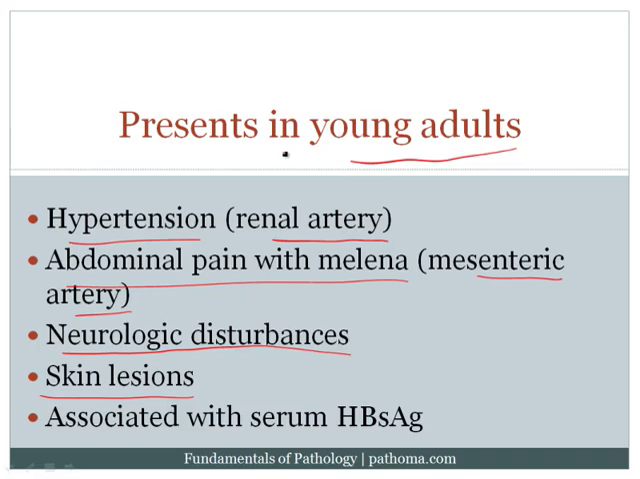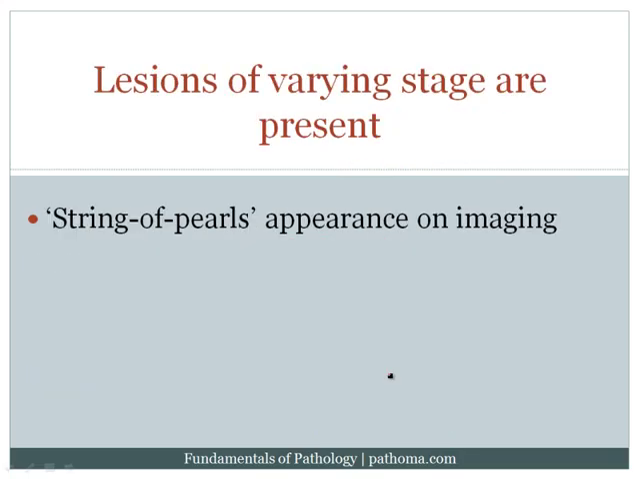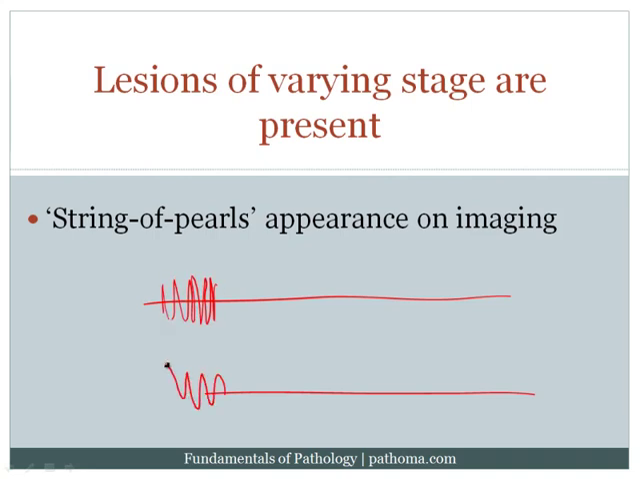One of the high-yield associations to be aware of is that in patients with polyarteritis nodosa, you often find serum hepatitis B surface antigen in those patients. And so that's something to be aware of. Now, interestingly, the lesions of this particular disorder are present in varying stages. So in some, when you look at the blood vessel, you might find some early lesions, and the early lesions consist of transmural inflammation, so that the whole wall is inflamed with a characteristic finding called fibrinoid necrosis.